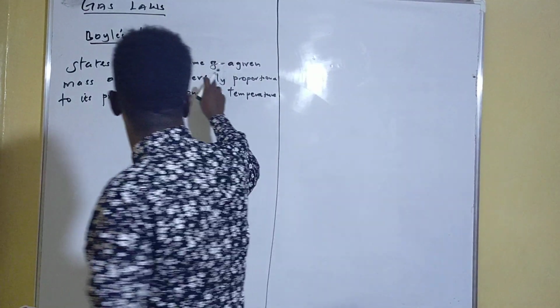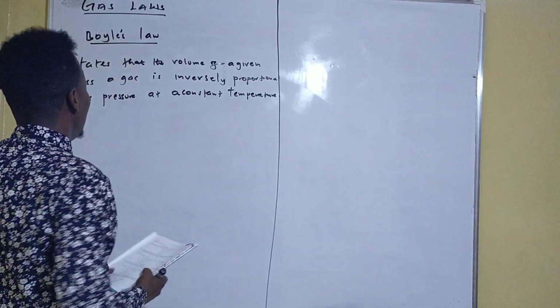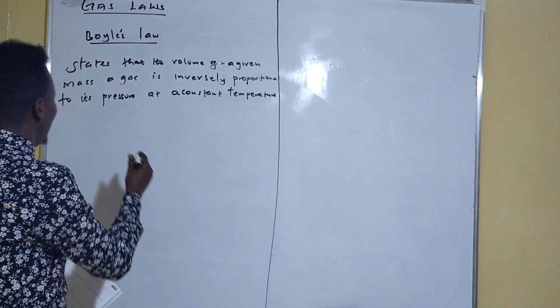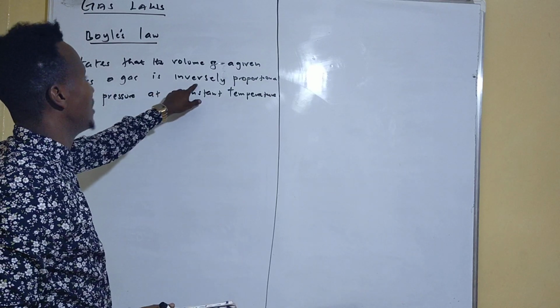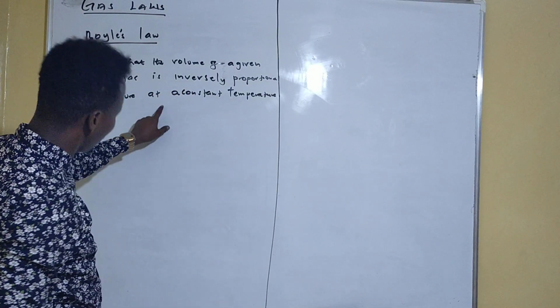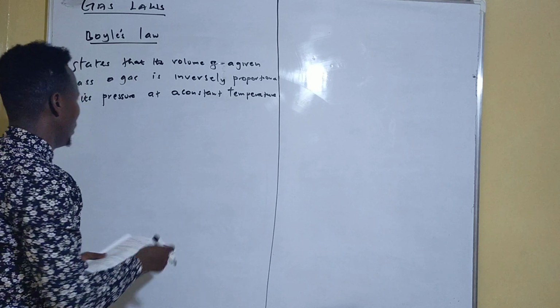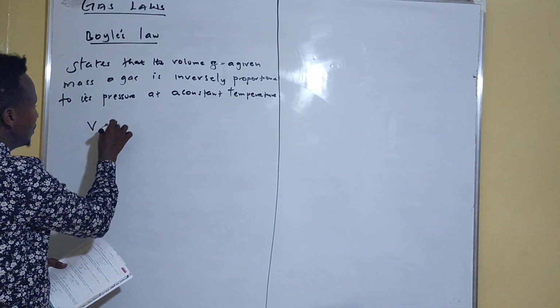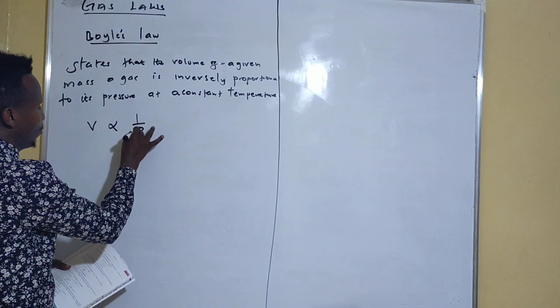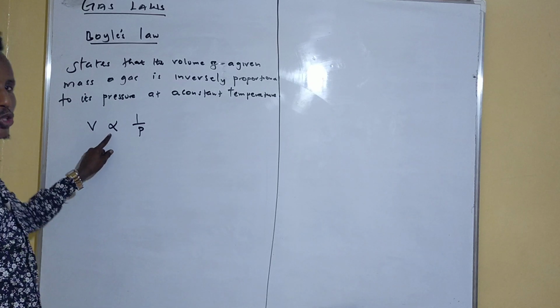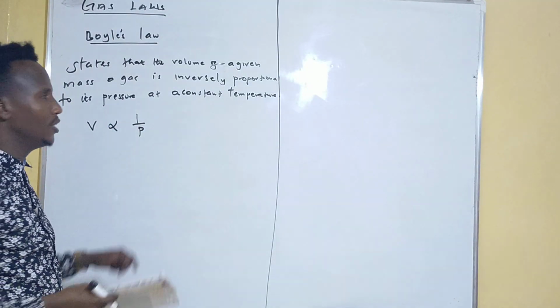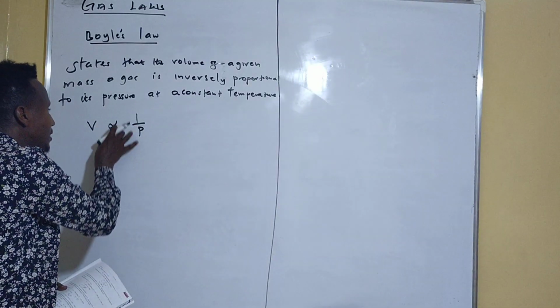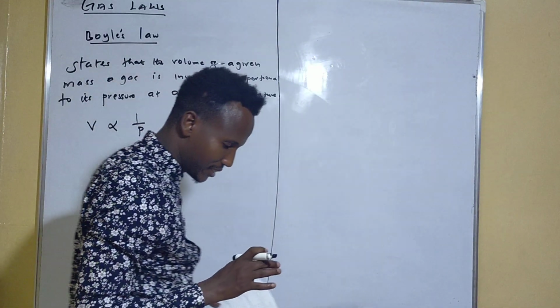So the law states like this: the volume of a given mass of a gas is inversely proportional to its pressure at a constant temperature. So we are saying volume is inversely proportional to pressure. This is the proportionality sign. Inverse means 1 over P. So we are going to eliminate this proportionality sign.